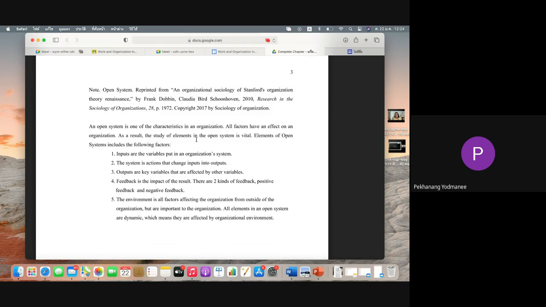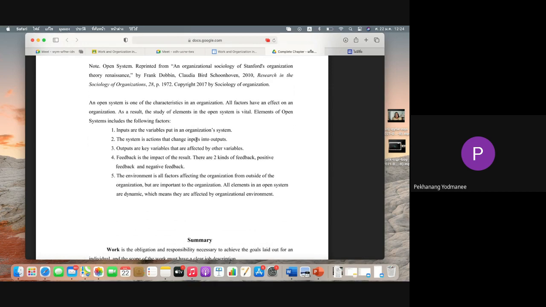All factors have an effect on an organization. As a result, the study of elements in the open system is vital. Elements of an open system include the following factors. First, inputs are the variables put into an organization system. Next, the system is the actions that change inputs into outputs. Next, outputs are key variables that are affected by other variables. Next, feedback is the impact of the result.